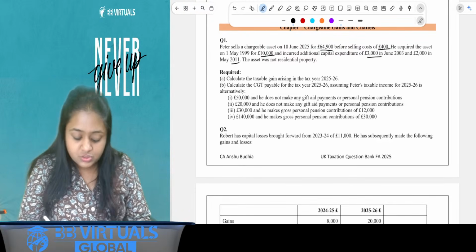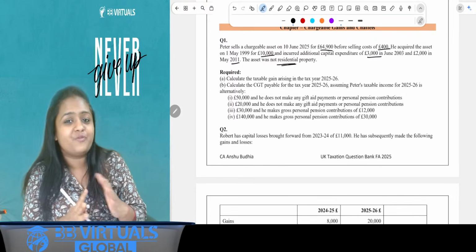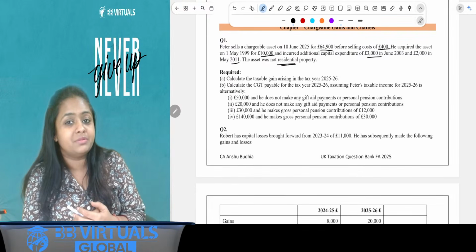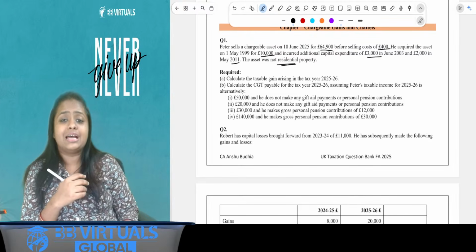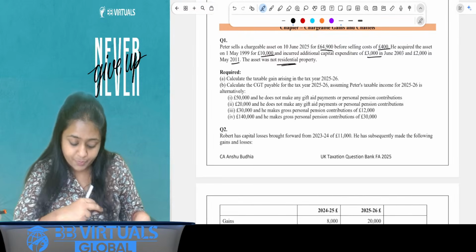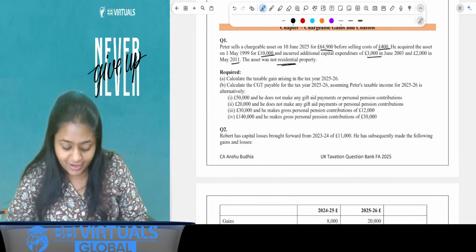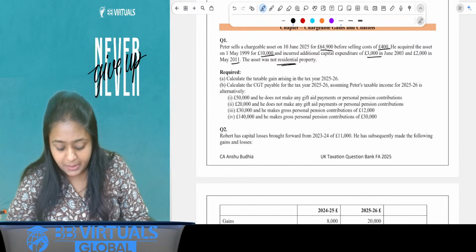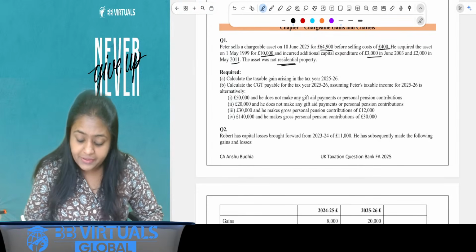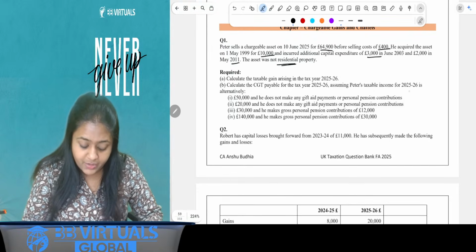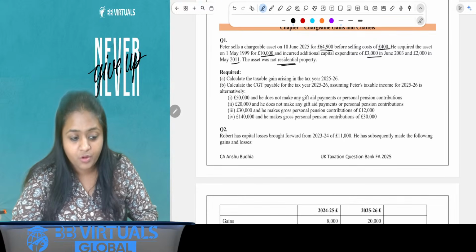The asset was not a residential property, though it will not really make a difference except for the POA, because now with the amendments, whether it's a residential property or not, the tax rates are the same, 18 and 24%. Calculate the taxable gains arising in the tax year 25-26. Calculate the CGT payable for the tax year 25-26, assuming Peter's taxable income for 25-26 is, now there are four options, so we have to work out all the four options.